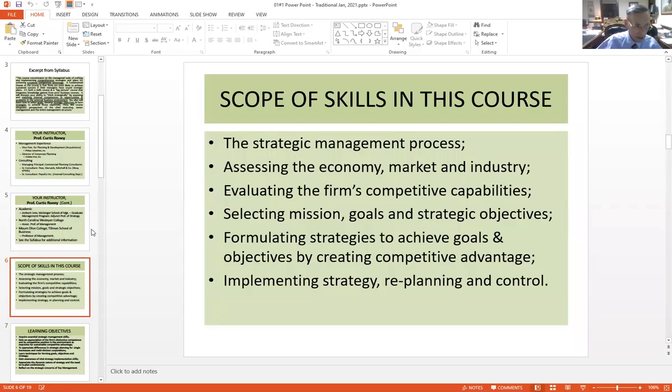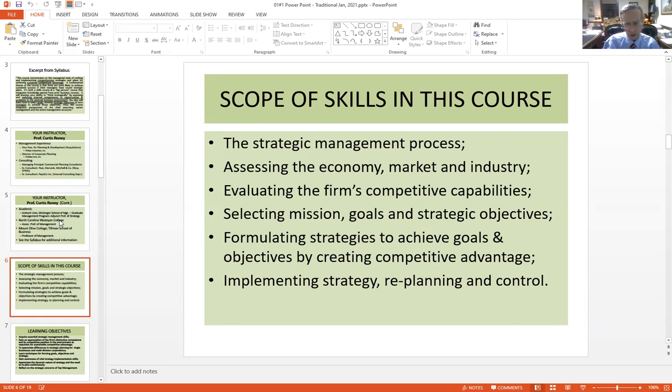Okay, the scope of skills that you could learn in this course are, of course, the strategic management process itself, how we go about assessing the relevance of what's going on outside the firm in the economy, market, and industry, insofar as those domains influence the performance potential of our company. This is not a course in economics. It's not a course in marketing. It is a course in industry assessment to a large extent.